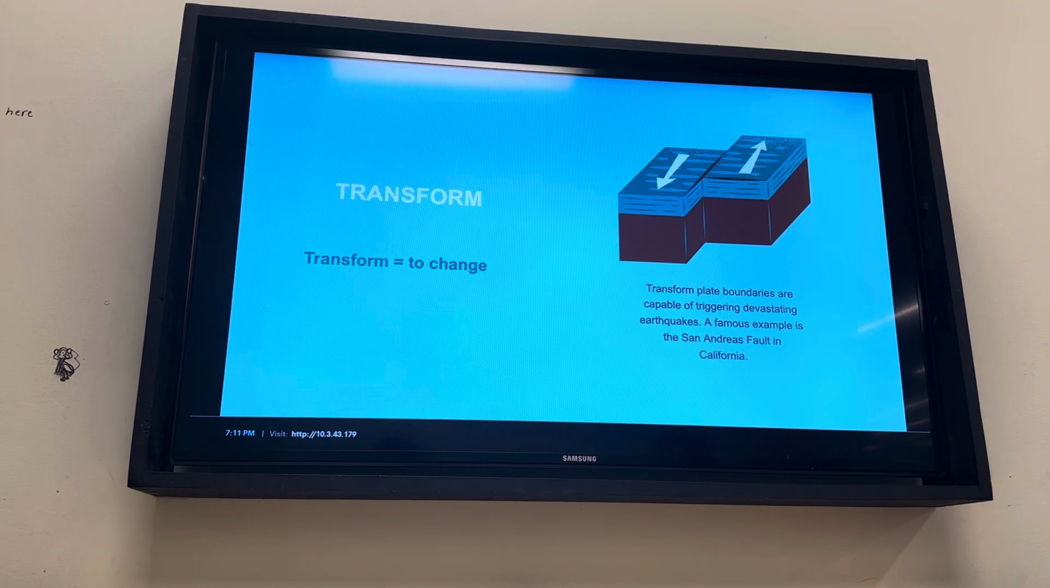Lastly, we have transform plate boundaries. Transform means to change, and transform boundaries specifically happen when the plates grind past each other without going up or down. Transform plate boundaries are capable of triggering devastating earthquakes. A famous example is the San Andreas Fault in California.